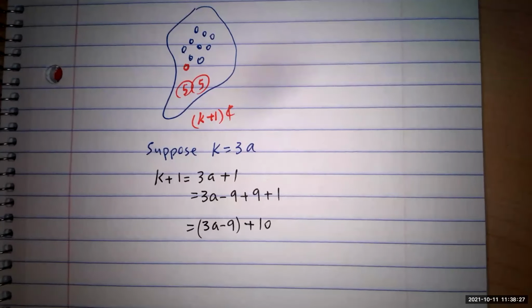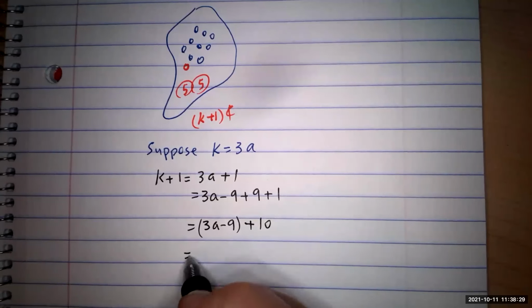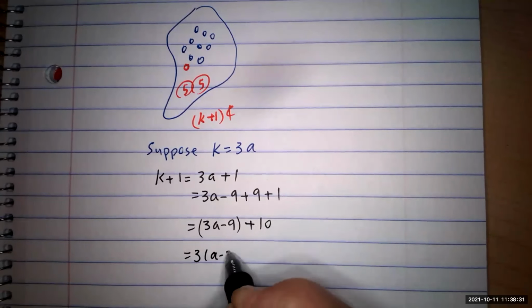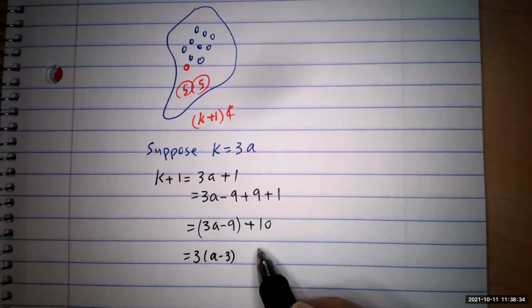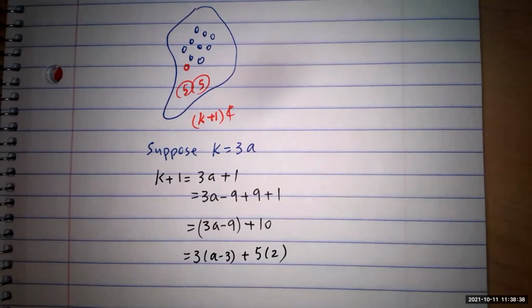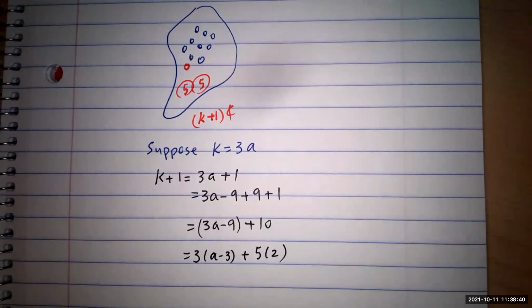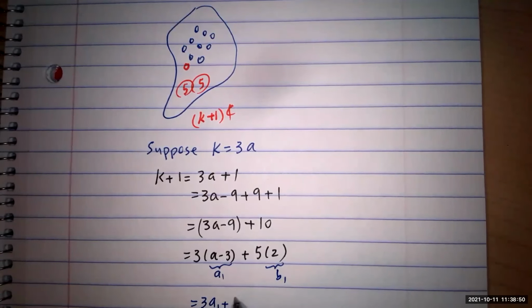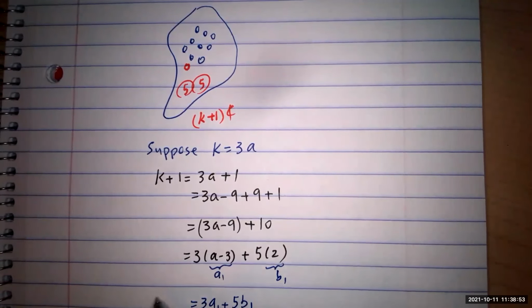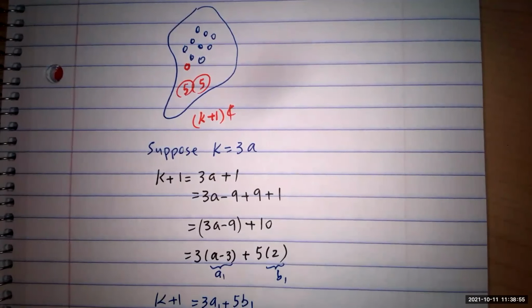Okay, you are looking for the 3 and 5, and you have it. You factor out the 3 here, which gives you a minus 3, and you break the 10 into what? Into 5 times 2. Okay, so that's it. You call this one A1, and you call this one B1. So you arrive at 3A1 plus 5B1 again, which is k plus 1.